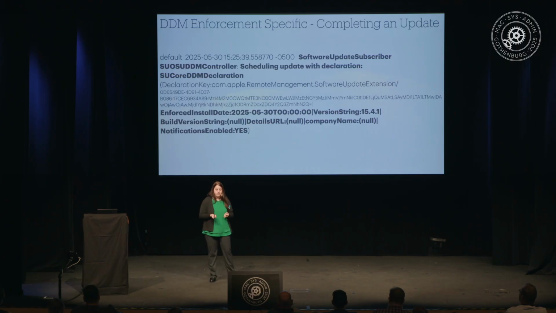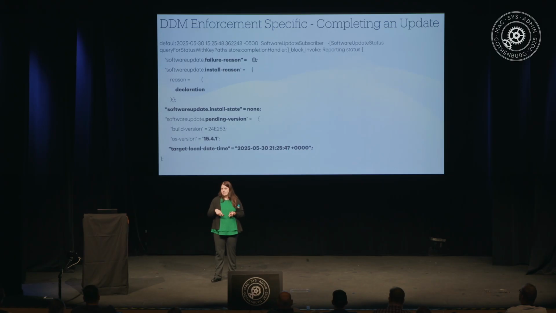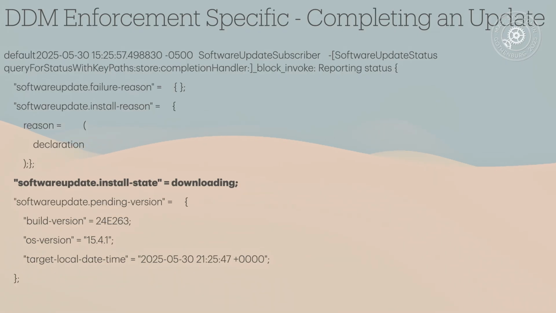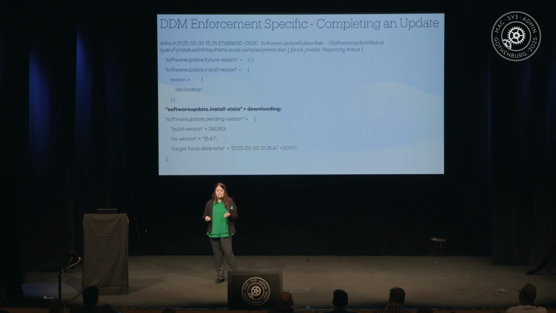enabled for the declaration. So if we hop back into that update status, we'll see that the failure reason is blank. It hasn't failed yet, so that makes sense. The initial install reason is marked as declaration, and the install state is none because it hasn't actually started that install yet. The pending version is what we want it to be, 15.4.1. So after it starts downloading, the next step, if a user were to go into system settings at this point, they would see that the update's downloading and that it's about to happen.